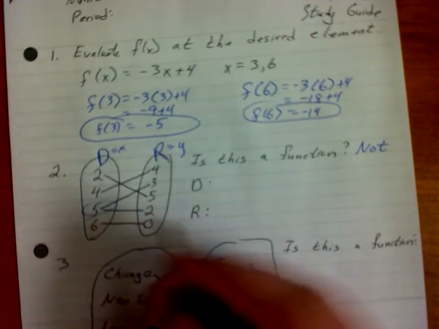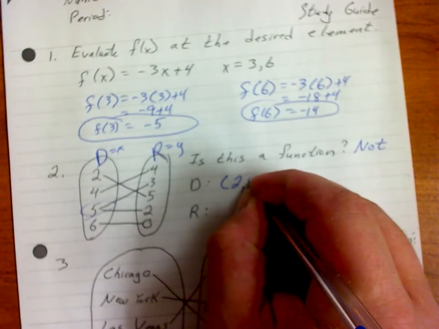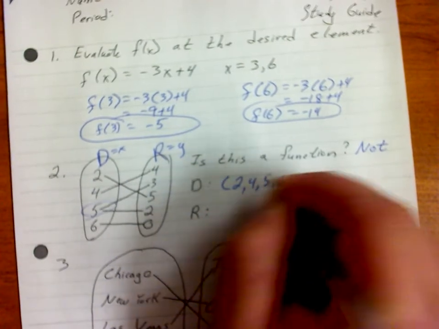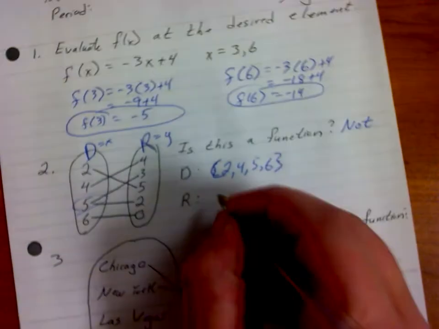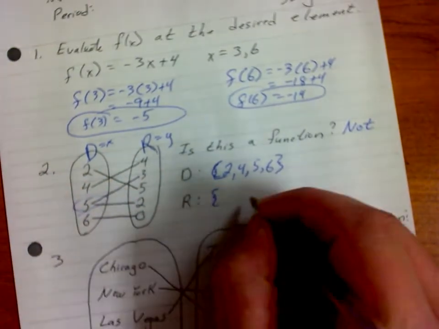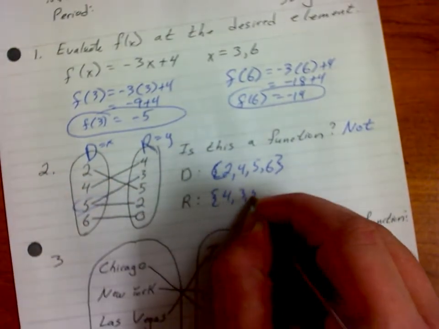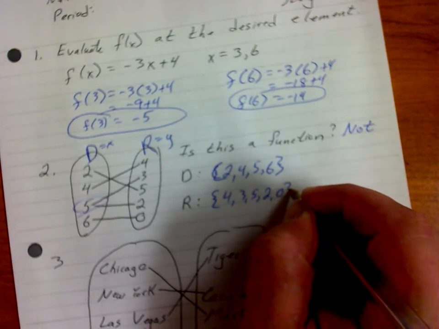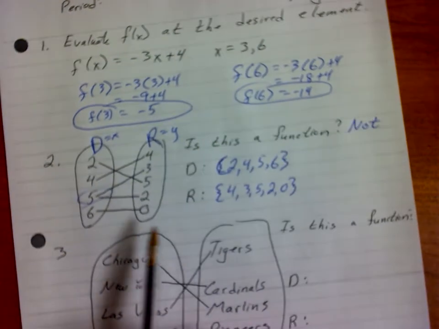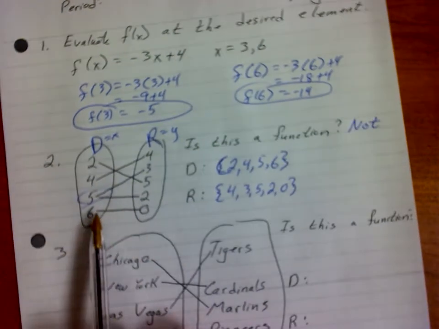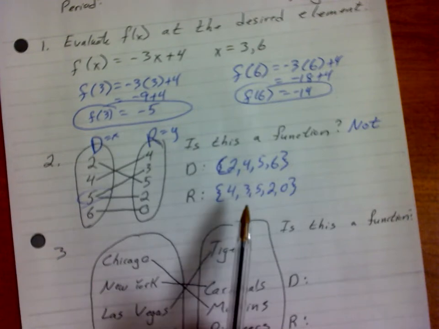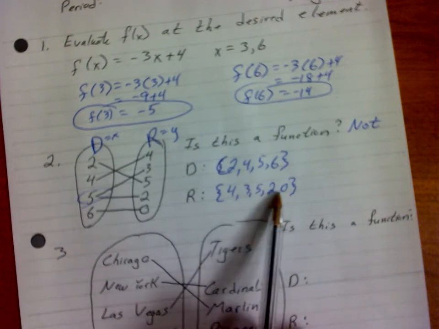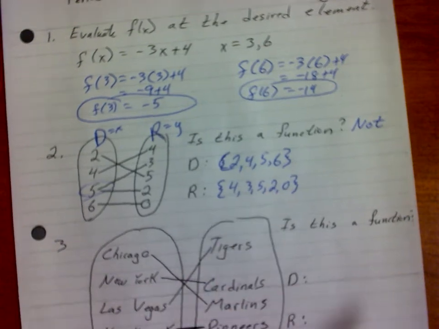Okay, so to list the domain here, we would just list 2, 4, 5, 6. I have to do my squiggly brackets. Okay, and the range will be the second one here: 4, 3, 5, 2, and 0. Okay, remember, if we're dealing with coordinate points, we don't normally see numbers repeat too much here because they have the arrows going off of them. But when we're doing coordinate points, if we have some numbers repeat, we only write them down once.